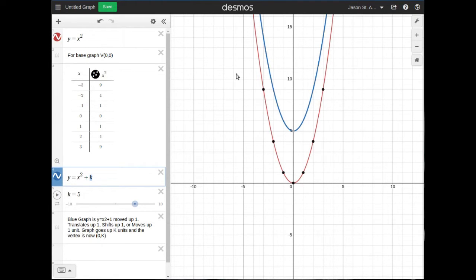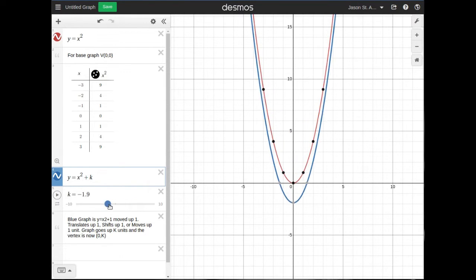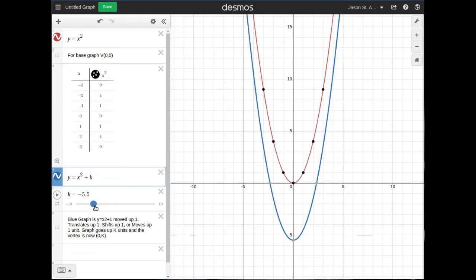So now, what do you think would happen if we let k be negative? So in this case, we let k be negative, right? So now, if k is negative, there's our vertex. k is negative 5.5. Oh, wow. The vertex is just still (0, k), but the k value is negative. So let's go back to our sheet and write out some examples as to what you would see.